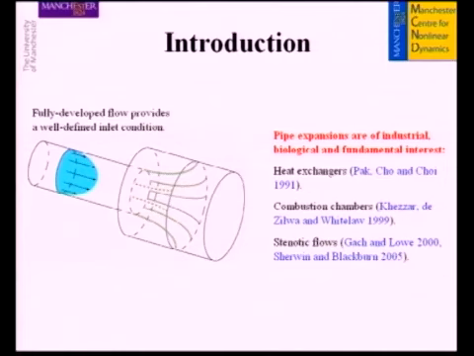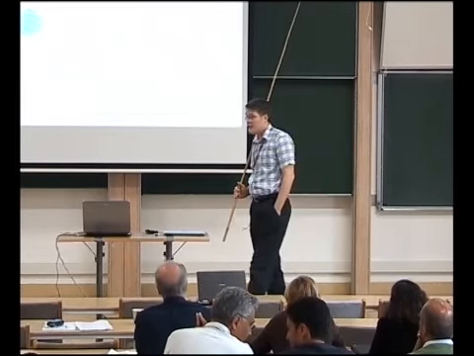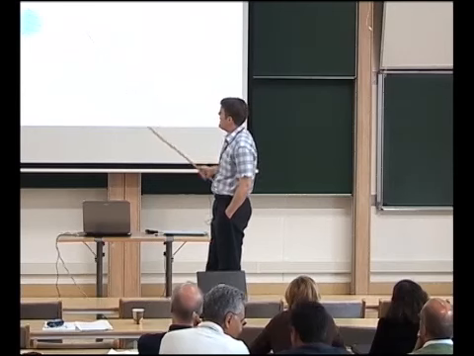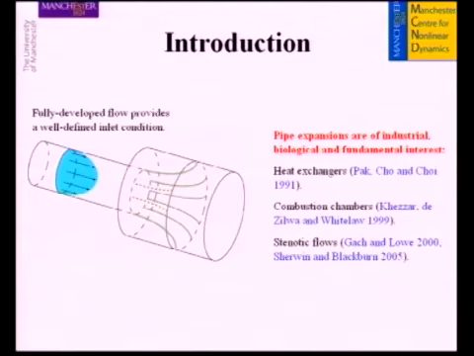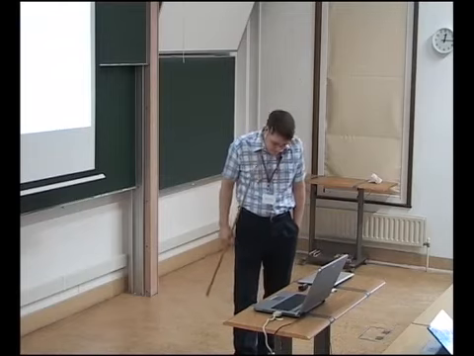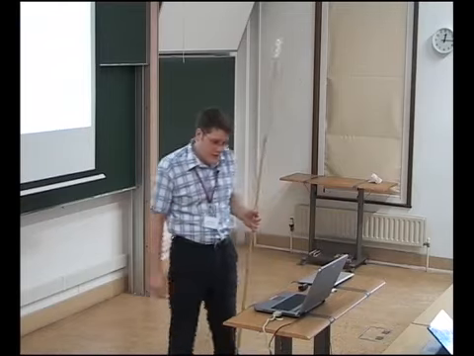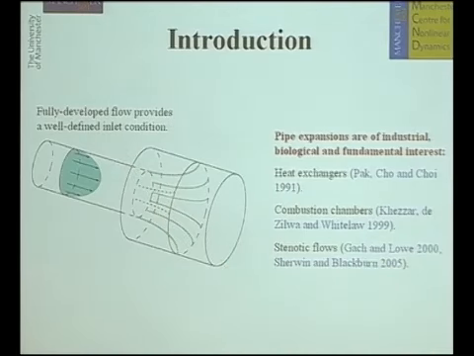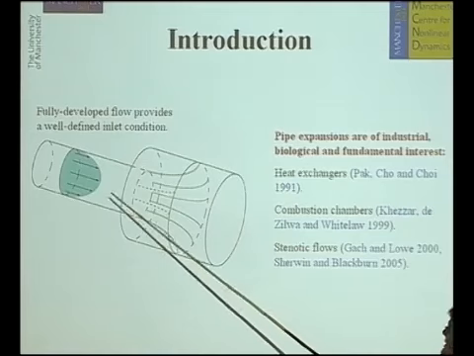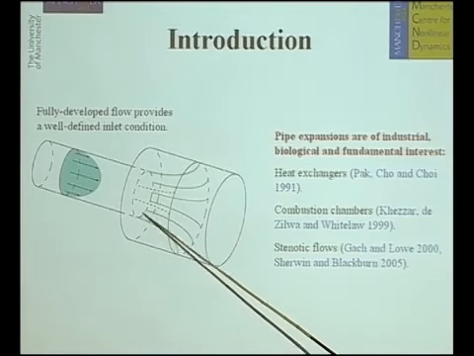Okay, here's the geometry we're interested in. We've got a parallel pipe of some length, and at some point along the length, we're going to double the diameter through a step function. This is a sudden expansion. I said double, it can be any step size at all. We are looking at a 2-to-1 expansion. And the reason we're interested in this is because of its applications across the board, really, in industry, biology, heat exchangers, combustion chambers, stenoses, and also for fundamental interest as well.